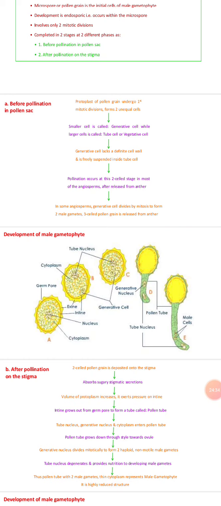The generative cell again undergoes cell division to give rise to 2 male gametes, along with the single tube cell. So in this way the 3-celled pollen grain structure is formed, and that structure is ready for fertilization. Okay. So in this way the development of the pollen grain, the male gametophyte, takes place before pollination.